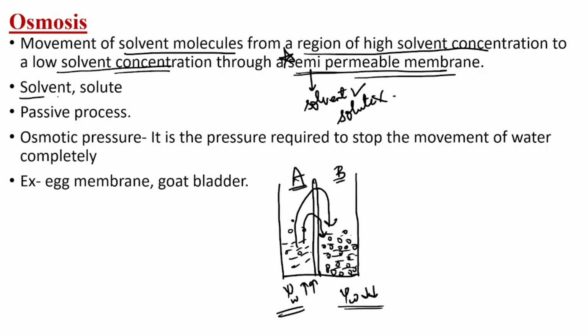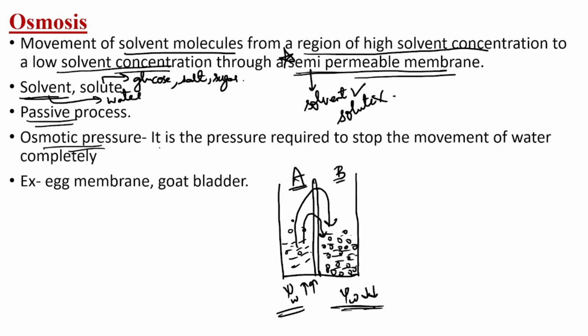What do I mean by saying solvent? Solvent can be water. When I say solute, it can be glucose, it can be salt, it can be sugar molecules, etc. And again, this is a passive process. Why? The movement is taking place from a region of high water potential to a region of low water potential. So it is along the concentration gradient and not against the concentration gradient.